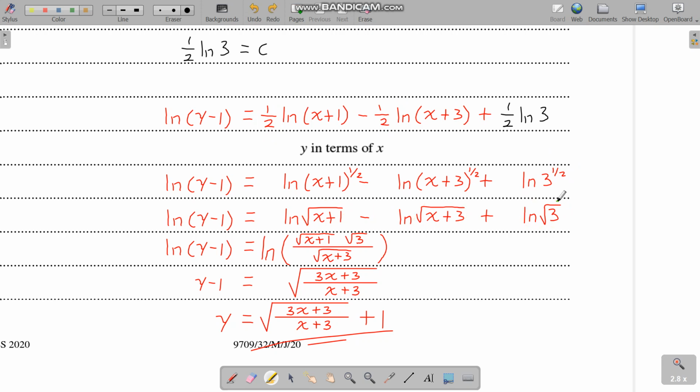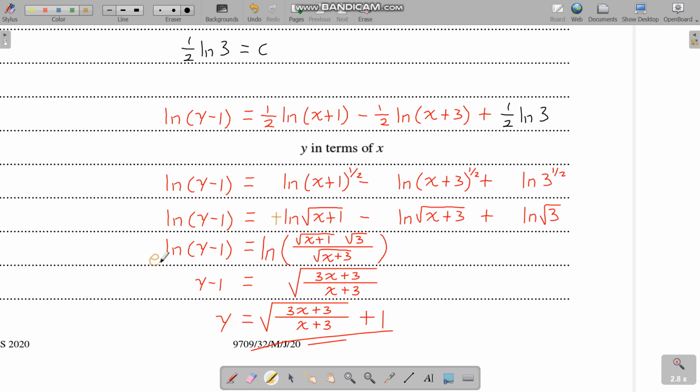And then we can combine logarithms if it's subtraction or addition. Subtraction means we divide, addition means we multiply. So in short, if the term is positive, you put it above the division line. If it's negative, it's below the division line. So we multiply 3 times x plus 1 is 3x plus 3. We combine the whole big square root here.